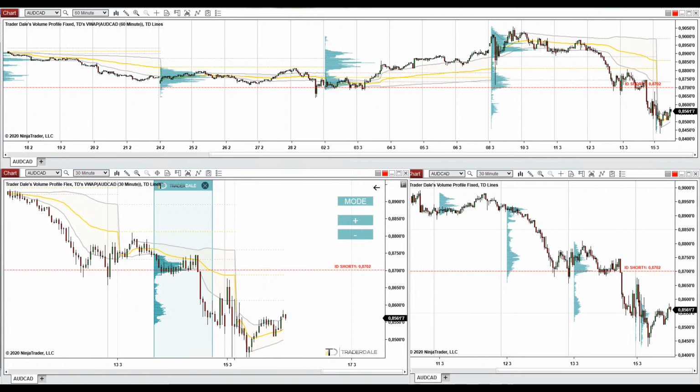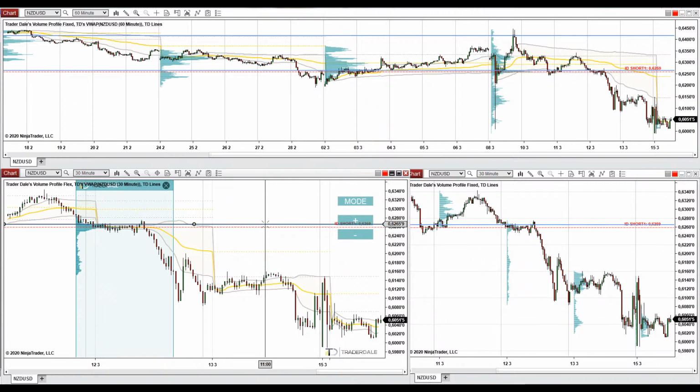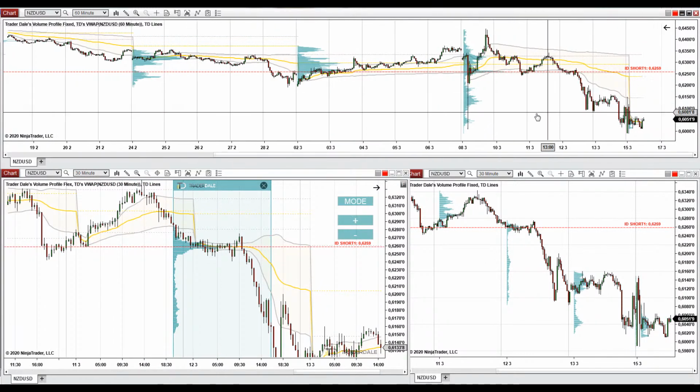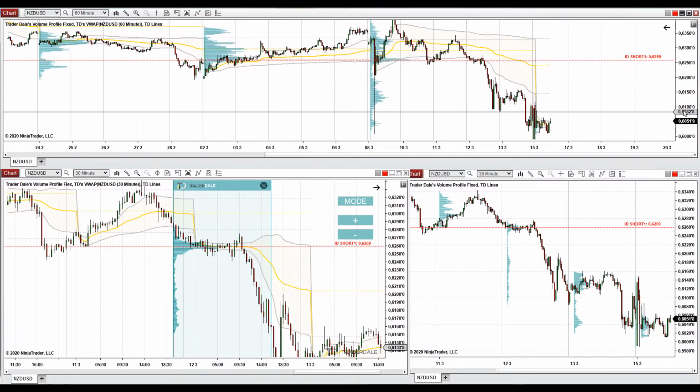So anyways, that was for the Australian dollar, Canadian dollar, strong resistance at 0.8702. And let me now go into another trading idea. Again, this will be an intraday trading idea, and this one will be on the New Zealand dollar, US dollar. Let me zoom it in a bit so you can see the level better.